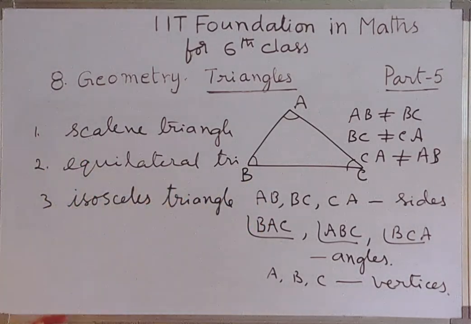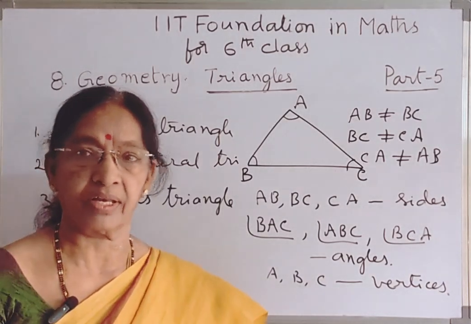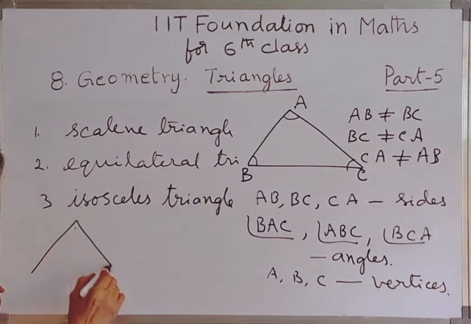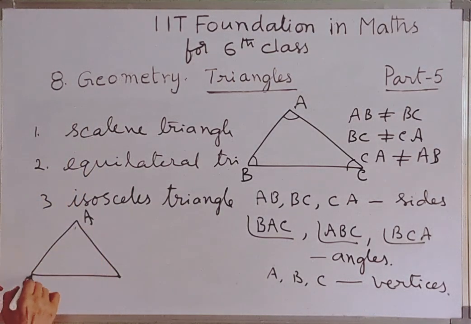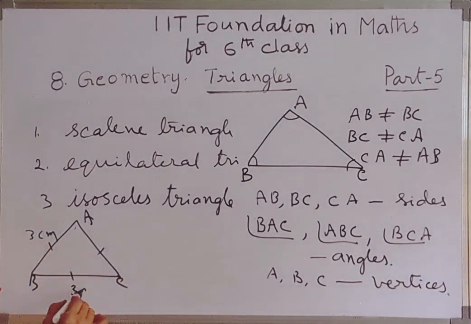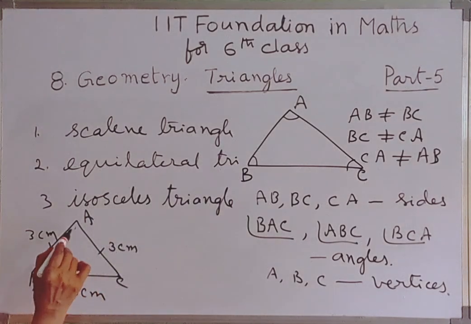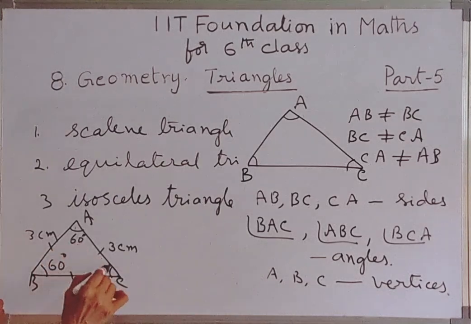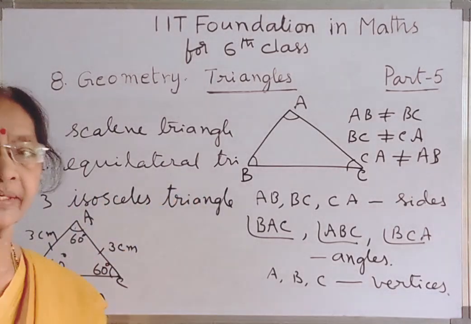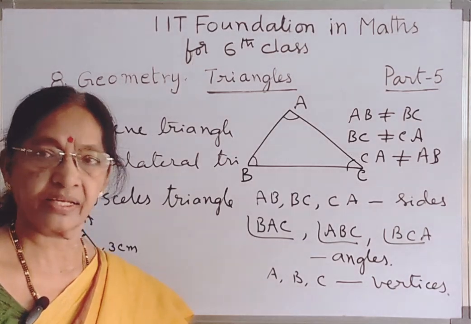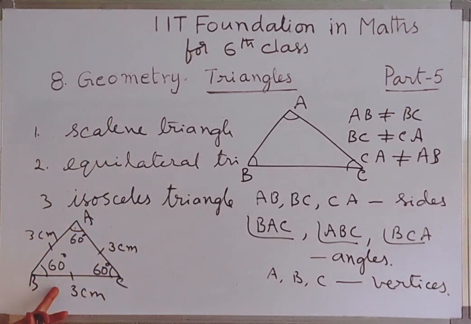Next, equilateral triangle. If all the three sides are equal in a triangle, it is called an equilateral triangle. For example, A, B, C. Let the three sides be equal, let it be 3 centimeters, 3 centimeters and 3 centimeters. Then the three angles are also equal. Each is equal to 60 degrees. Such a triangle is called an equilateral triangle. So an equilateral triangle is a triangle in which all the three sides are equal. As the three sides are equal, the three angles are also equal. So this is an equilateral triangle.